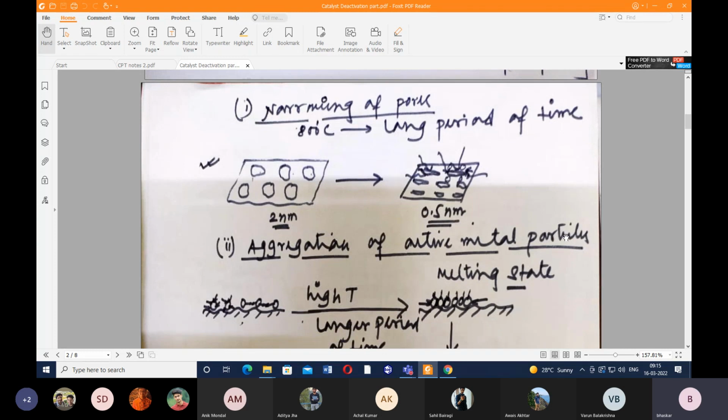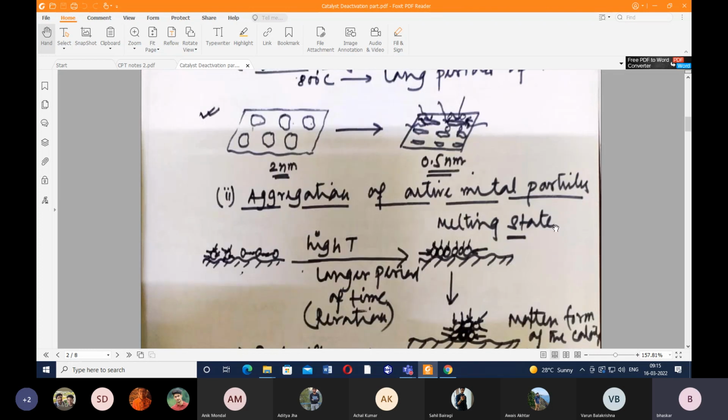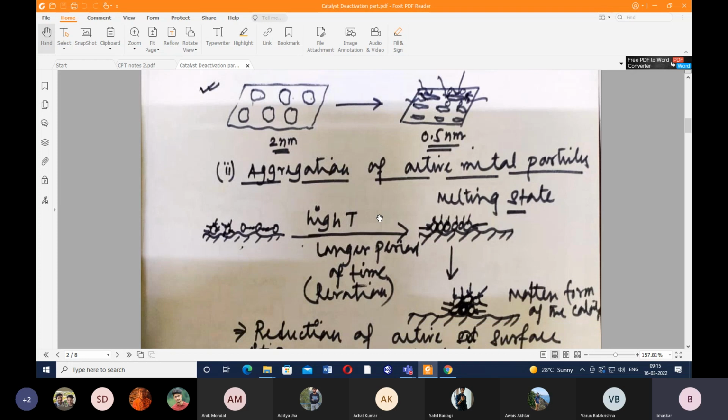This has everything to do with the melting point. Always remember that when we carry out a reaction at a high temperature, then melting of the active metal will take place. However, there will be no melting of the support material. Why is it so? Since the support material has a high melting point, above 1000 degrees Celsius. But in most reactions, we carry out the reaction much below 1000 degrees Celsius. So there is every possibility that the aggregation will be due to the melting of the active metal particles.